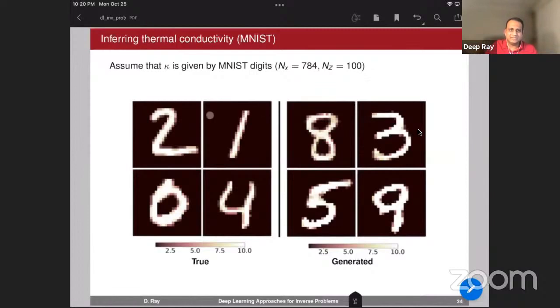Once I train it, these 4 are the training samples, and these 4 are what the GAN is generating for different Z's. So once the GAN is trained, it is able to generate MNIST-type digits which correspond to the kappa. That is my prior information. At this level, you've just trained a GAN on lots of kappas given by MNIST digits. Now we will use this GAN on a new, noisy measurement Y of the temperature field, and try to infer the corresponding kappa that relates to it.